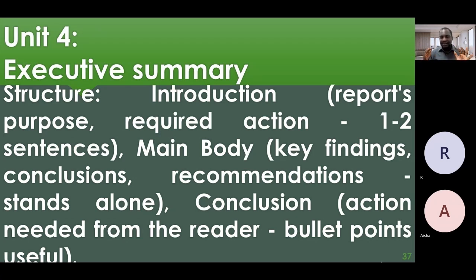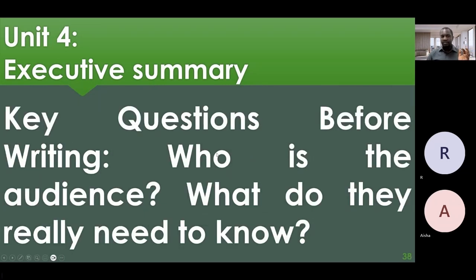Make them stand alone. Different lines, one line, maximum 2 lines, so that your requirement 1 should not be more than the first page, then your requirement 2, the second page. So your conclusions are action points needed for the reader. They should be bullet points, 1 line. In your discussion, you've discussed 3-4 lines for each point. So make them 1 line in the executive summary. They should be very useful and commercially viable.